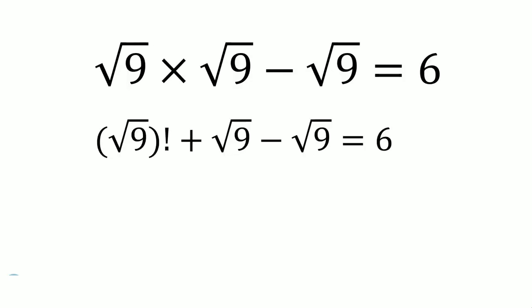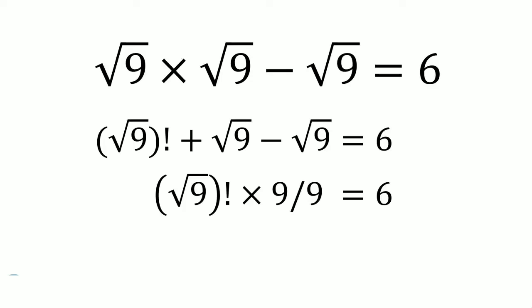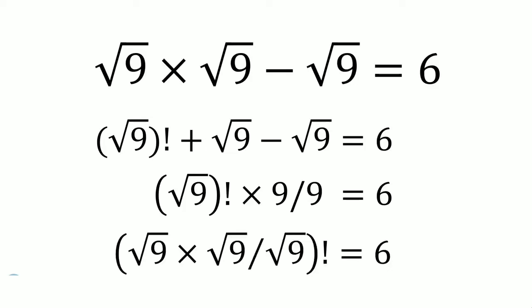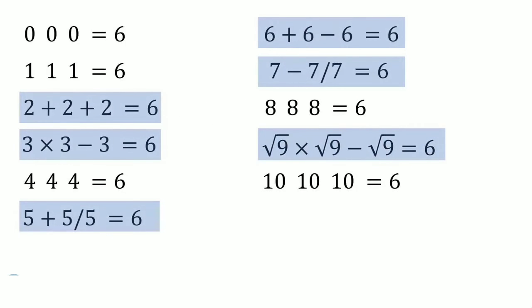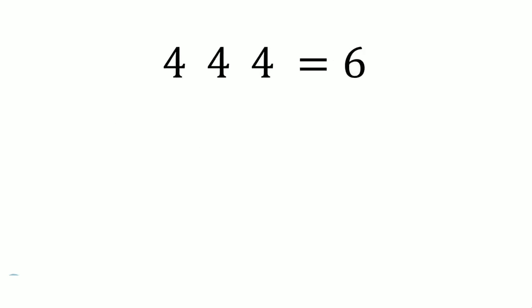Or we can take the quantity square root of 9 factorial plus square root of 9 minus square root of 9. We have some other solutions like square root of 9 factorial times 9 over 9, which gives us 6. Or the quantity square root of 9 times square root of 9 over square root of 9. We take the whole thing as a factorial, and that's also equal to 6.